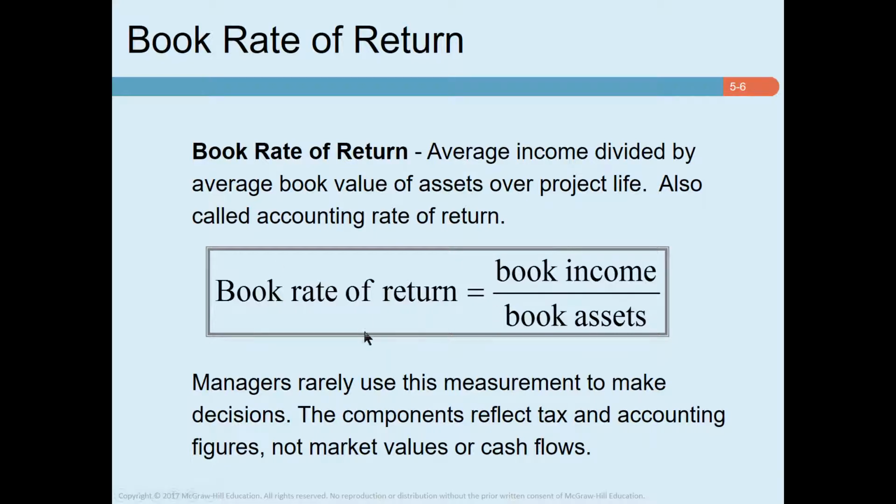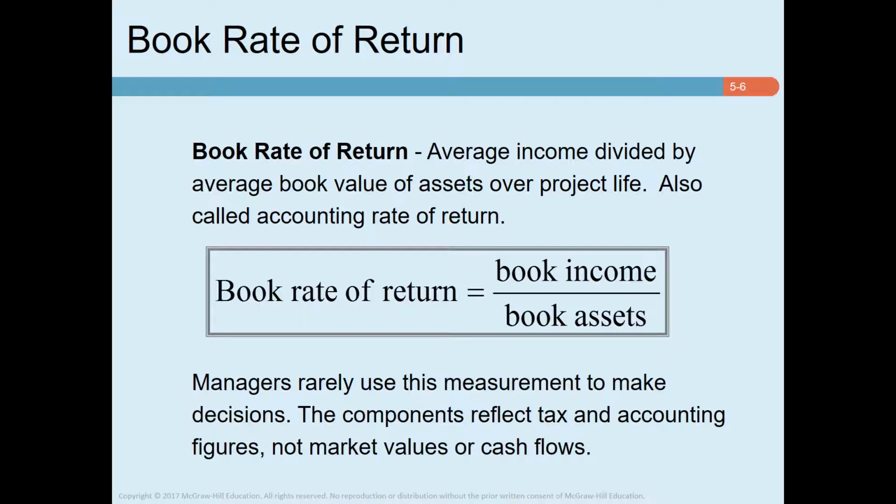You can see book rate of return is calculated as book income as a proportion of book assets. And if this book rate of return is greater than the cost of capital of a project, then we accept a project. And if this book rate of return is less than the cost of capital, then we reject a project.